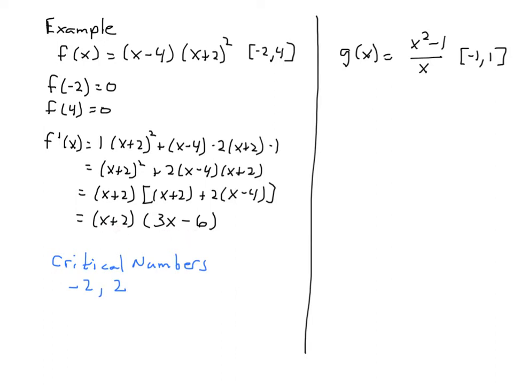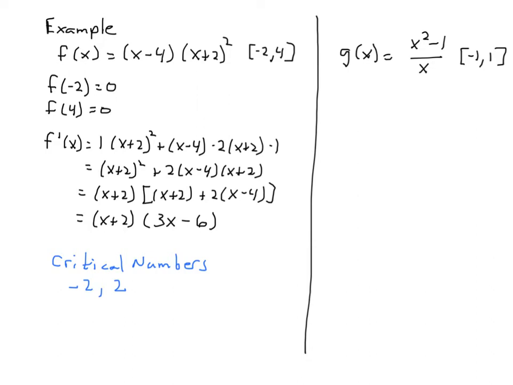Real quick, we should be able to recognize that this first derivative is going to be 0 when x equals -2, because -2 will make this first factor equal to 0, and when x equals 2, because x equals 2 will make this second factor equal to 0. So those are our two values that we're working with on this one.